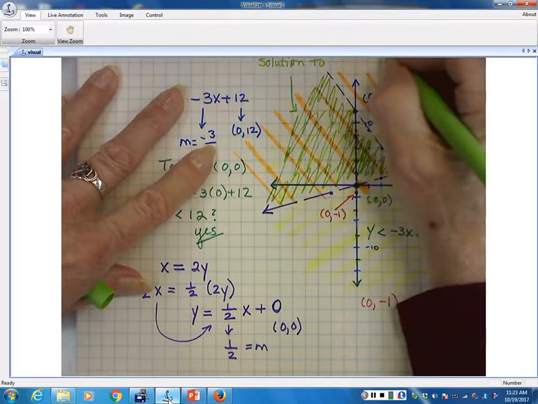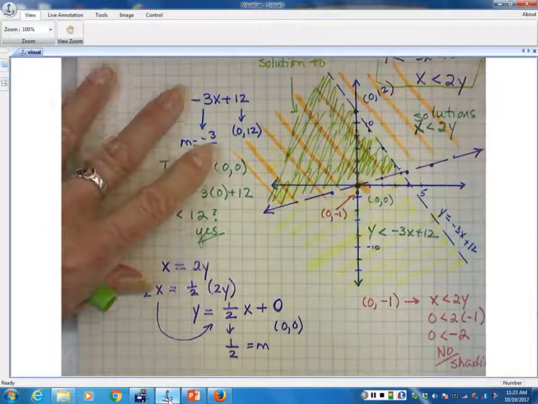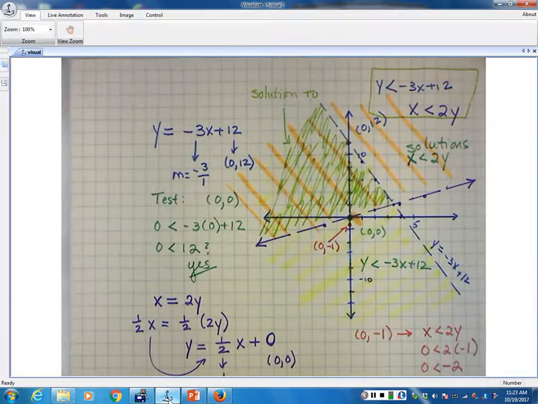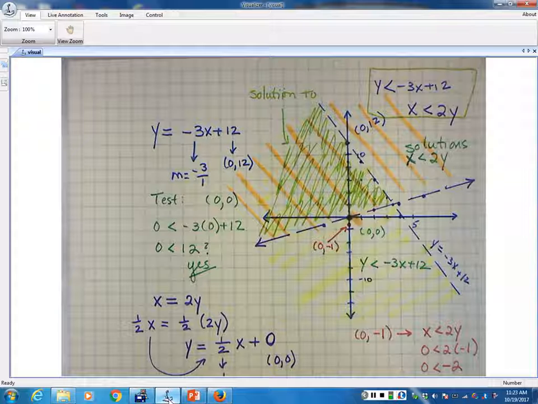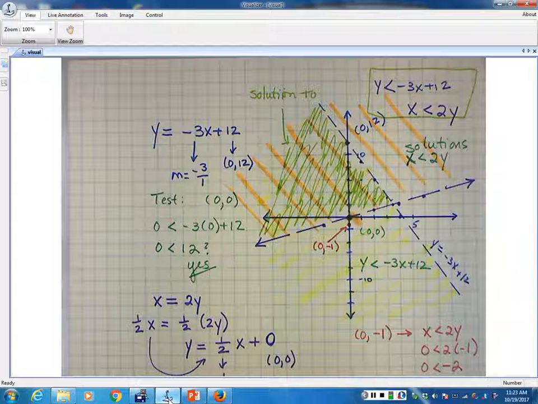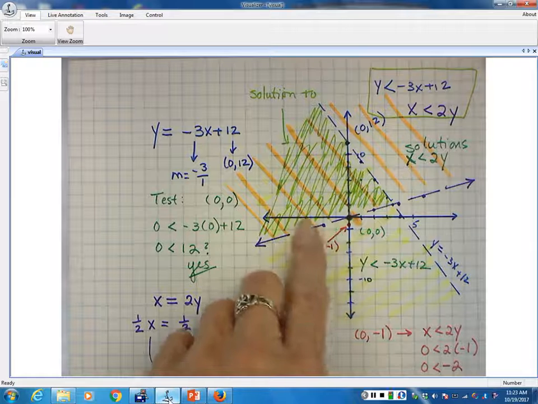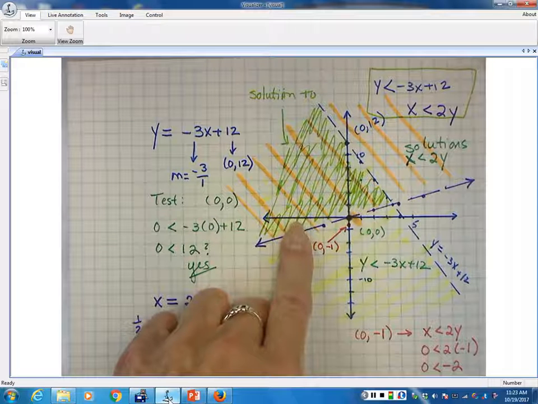To the inequalities, the two of them together. Just like you have a solution to a system of equations, you have a solution to a system of inequalities, but unlike with a system of equations where the solution might be a point, or there may not be a solution at all, in this case, it's the overlap of some regions.